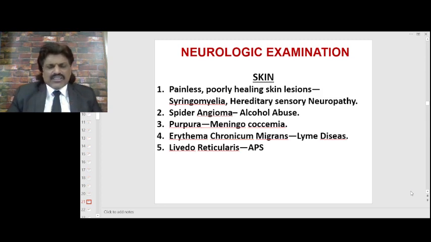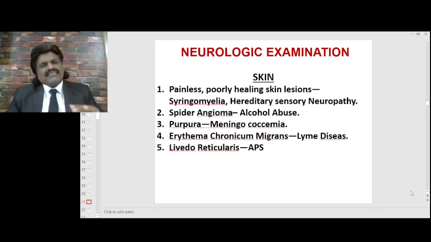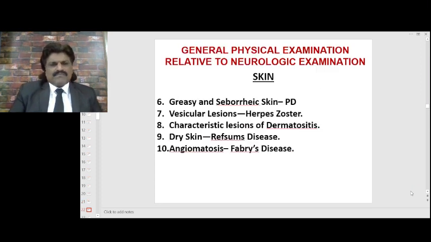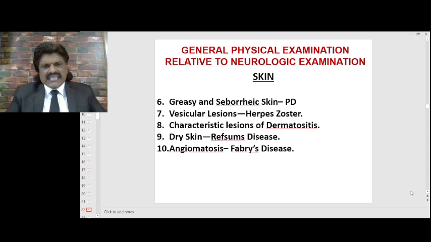If there is spider angioma, we have to suspect alcohol abuse. If there is purpura in a person who has fever, neck stiffness, altered sensorium, we have to check for meningococcemia. If there is erythema chronicum migrans, it could be Lyme disease. If there is livedo reticularis in a person who has recurrent abortions, we have to suspect antiphospholipid syndrome. If there is greasy and seborrheic skin, it could be Parkinson's disease. If there are vesicular lesions, it could be herpes zoster. And we see a lot of characteristic lesions of dermatomyositis. The dry skin indicates Refsum's disease, and if there is angiomatosis, it could be Fabry's disease.